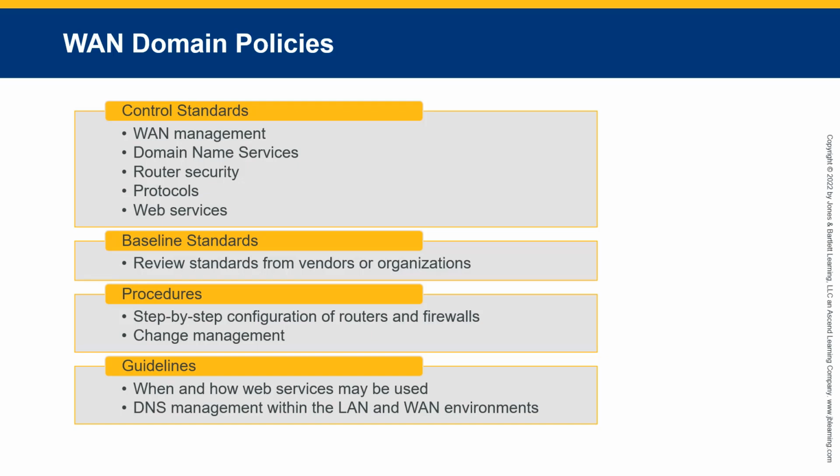Guidelines. Web services are an example of a WAN guideline. It describes when and how web services may be used. DNS management guidelines are another example that offers recommendations on the use of DNS within the LAN and WAN environments.